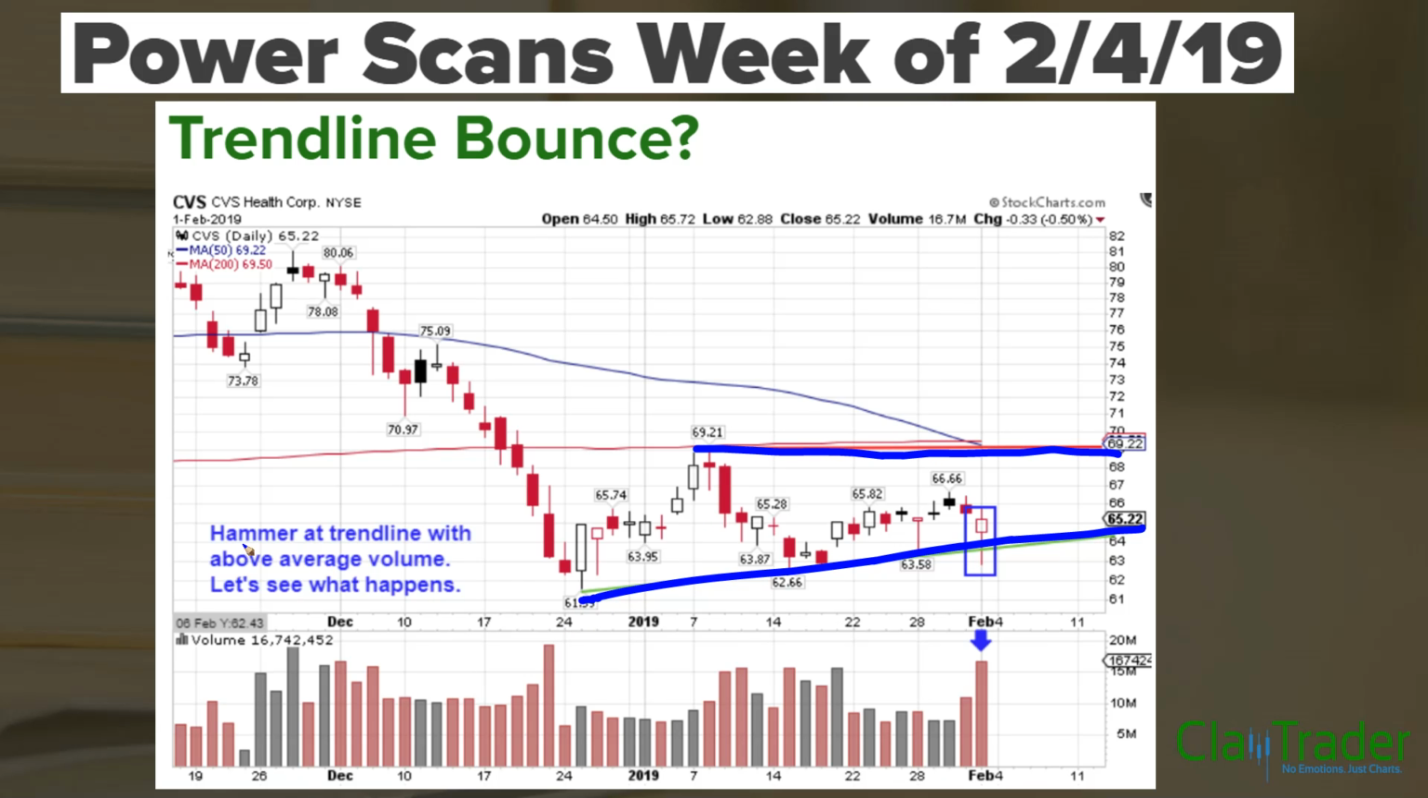And just talked about how you had a nice little candle right at that trend line. So let's see if the price could potentially bounce up to there. And the other thing to note, and a good little lesson here, is always make sure you check for those binary events such as earnings, because CVS did have earnings coming up.